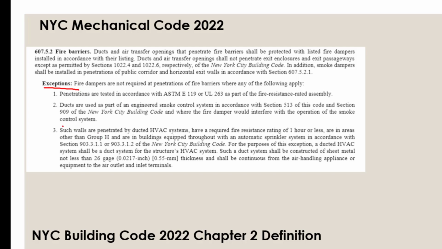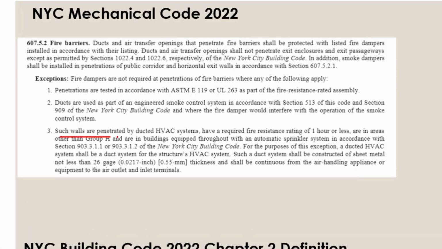And sometimes I apply this exception here for some jobs where such walls are penetrated by ducted HVAC systems having a required fire resistance rating of 1 hour or less in other than Group H occupancies, and are in buildings equipped throughout with an automatic sprinkler system in accordance with this section, which deals with sprinkler systems. For the purposes of this exception, a ducted HVAC system shall be a duct system for the structure's HVAC system. Such a duct system shall be constructed of sheet metal not less than 26 gauge.